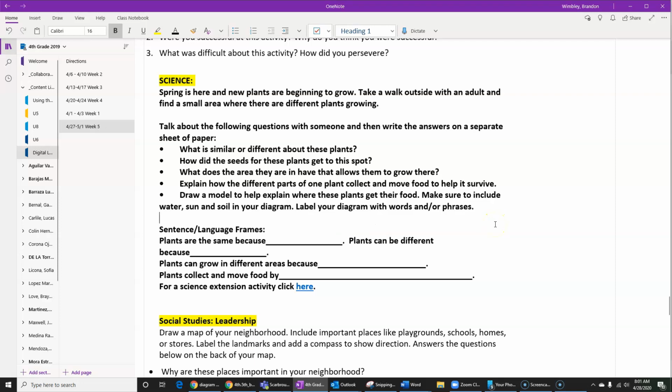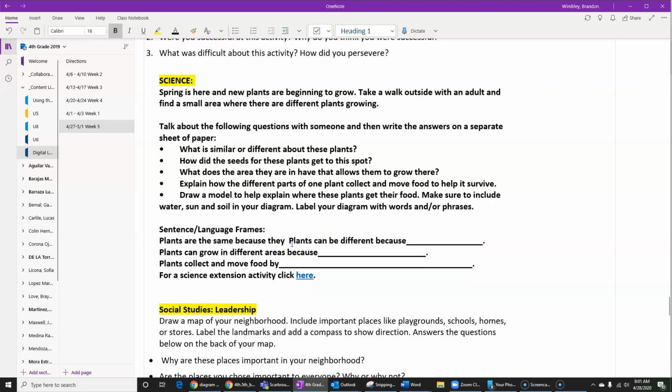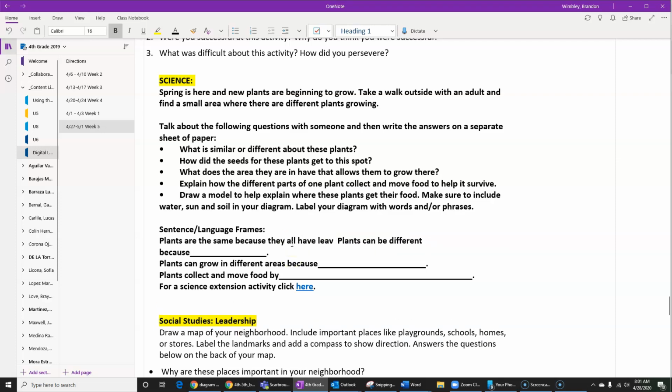So what I found is I found a tree and a rose bush that's right next to that tree in my area that I went walking around. So I'm going to be talking about those guys. So plants are the same because they all have leaves and require an area that receives water to grow.